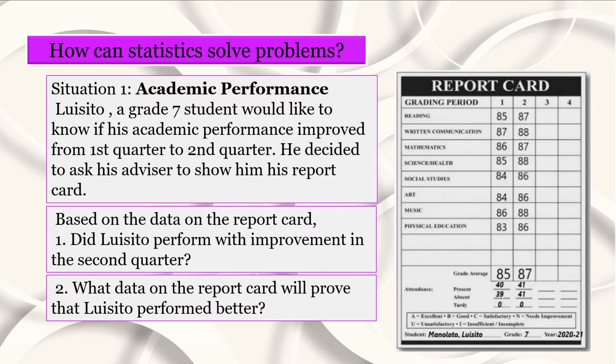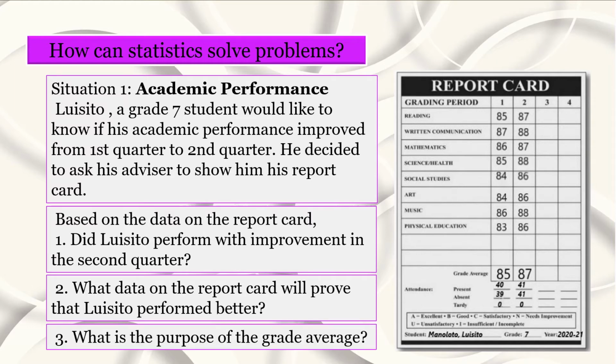Next, what data on the report card will prove that Luisito performed better? As you can see, the grade in reading went from 85 in the first quarter to 87. It increased by two points. As for written communication, 87 to 88, it also increased.